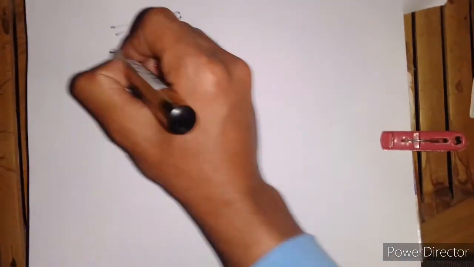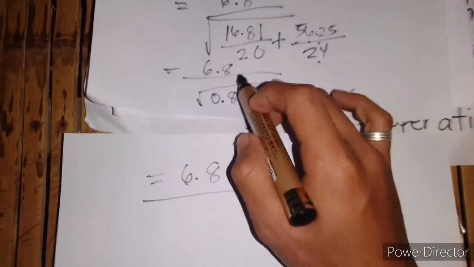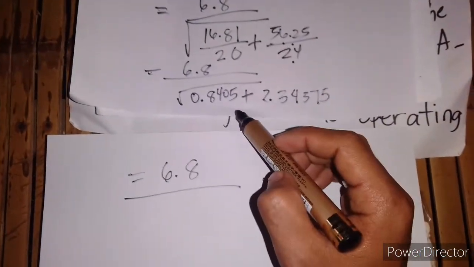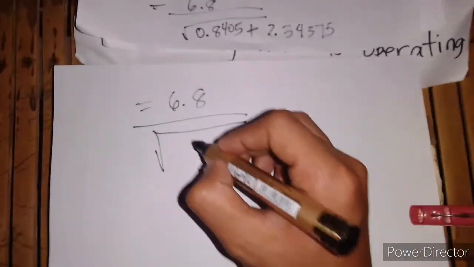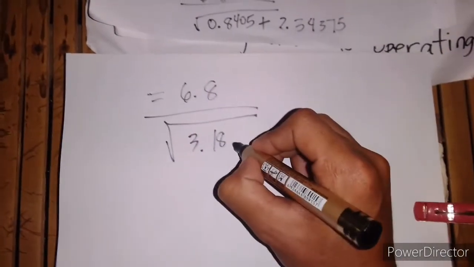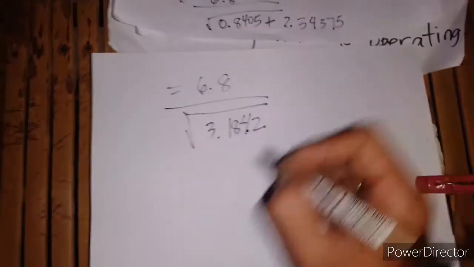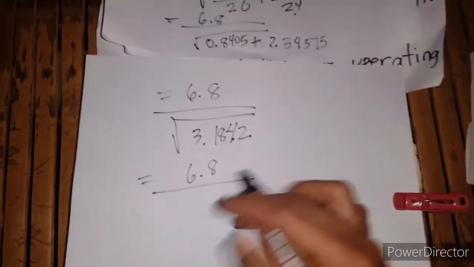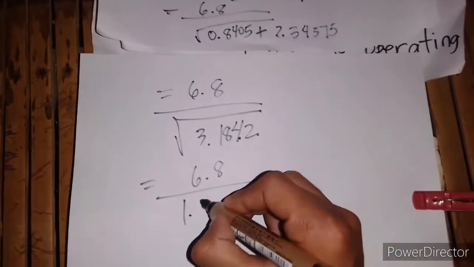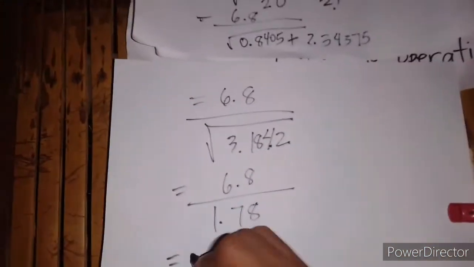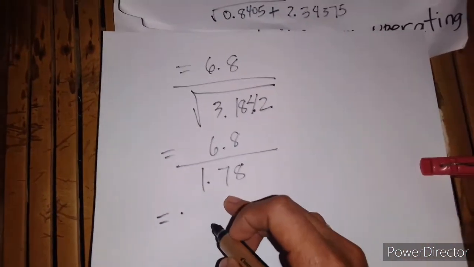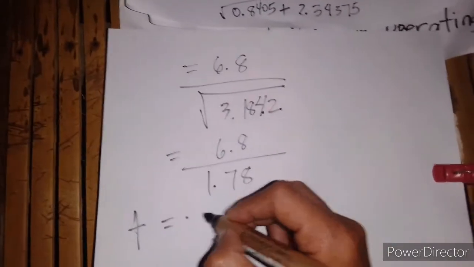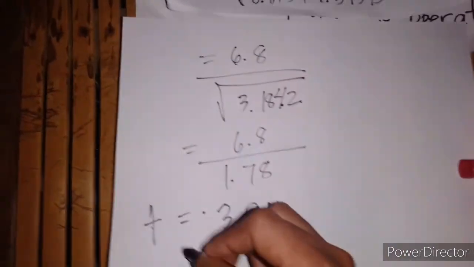Then copy the 6.8 divided by the square root of 0.8405 plus 2.34375, equals the square root of 3.1842. Then copy the 6.8. The square root of 3.1842 is 1.78. So 6.8 divided by 1.78, our test value will be 3.811.